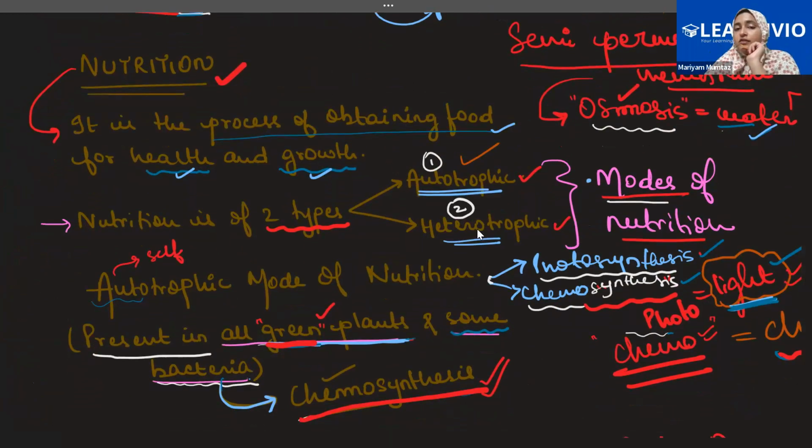It is the process of obtaining food for health and for growth, right? We eat food for that only, to stay healthy and also to grow. Now, nutrition is broadly of two types.